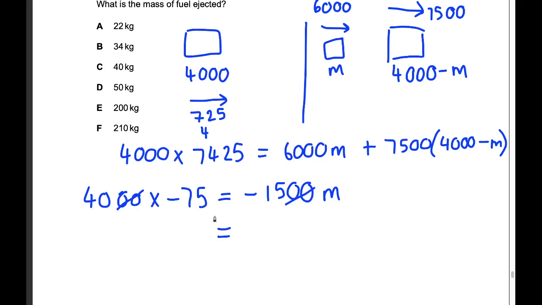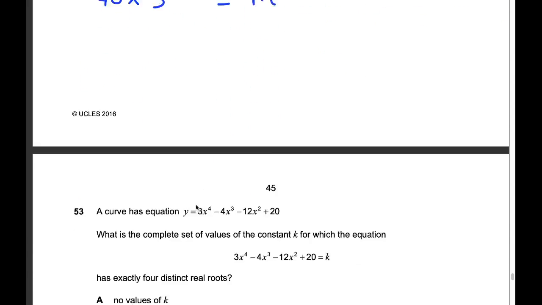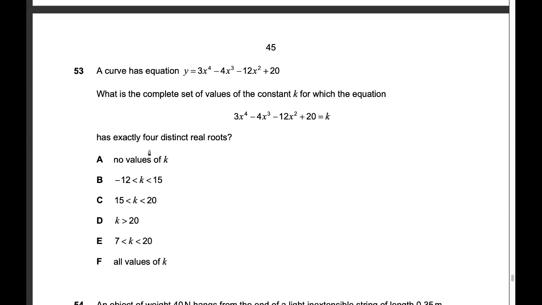And then I can do, let's actually divide by the minus 15. So I've got 40 times minus 75, but minus 75 divided by minus 15 is just 5. So it's 40 times 5, and that's going to be equal to my m. So it's 200. That's the answer. So I didn't have to ever do anything like 4,000 times 7,425, and you shouldn't do that either.